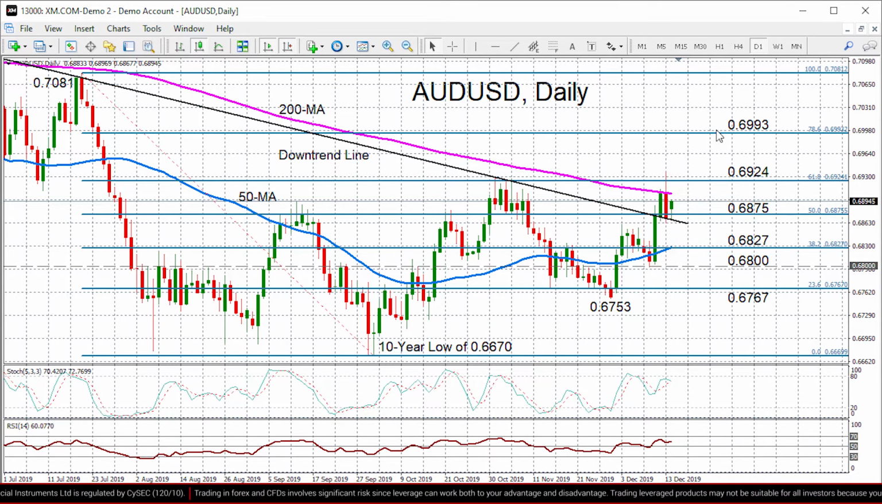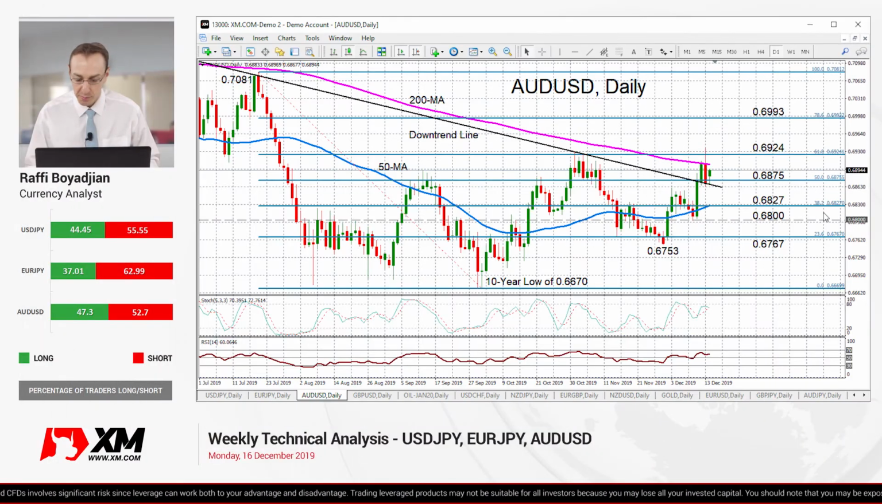But if we were to see prices slipping back below that downtrend line, the next target for the bears would be the 38.2% Fibonacci at 0.6827 before aiming for the 0.68 handle.